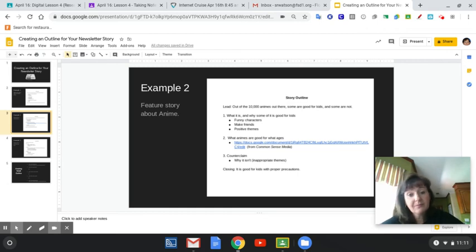And so the three main things she wanted to talk about here are the funny characters, how it helps some people make friends, and how there are positive themes in anime. The second chunk of information, she used a source called Common Sense Media that broke down the different types of anime and the ones that were appropriate for which ages.